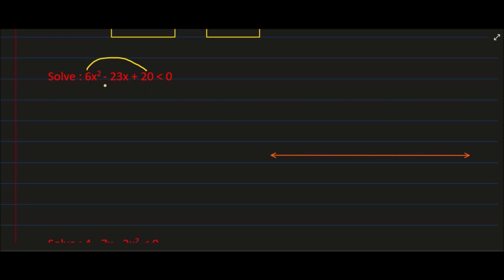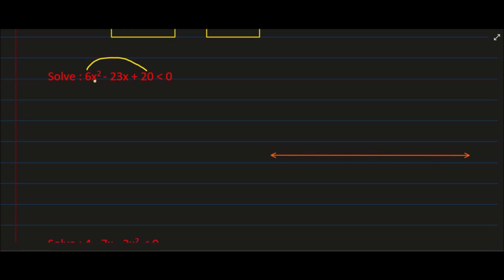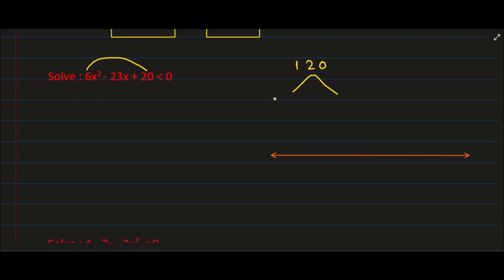We'll multiply the leading coefficient and the constant term. So here the coefficient of x square is 6 and the last term is plus 20. So 20 into 6 gives us 120. Right? Positive. Now we'll find the two factors of 120 that add up to minus 23. So it will be minus 15 and minus 8.